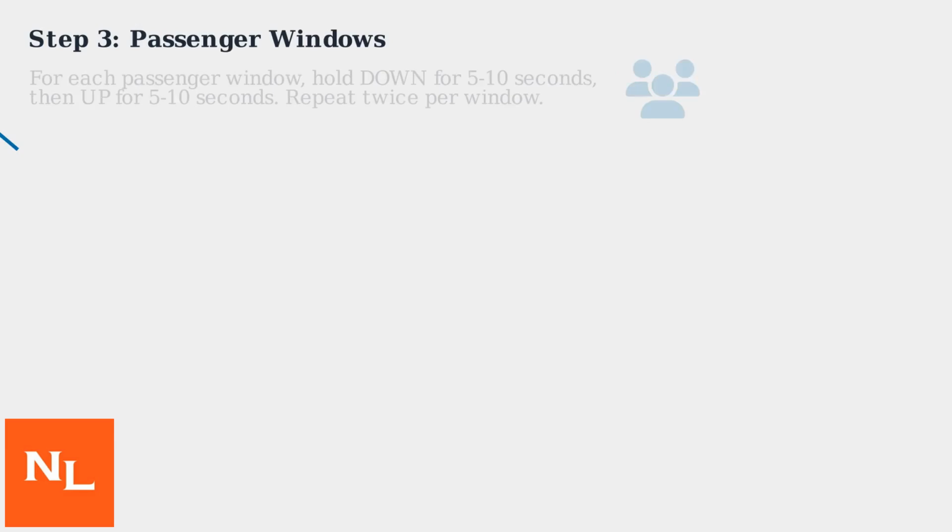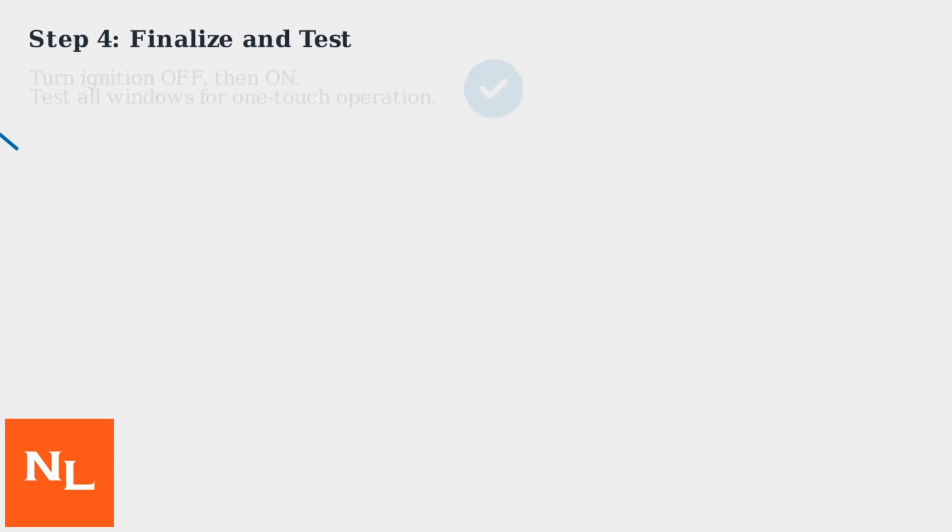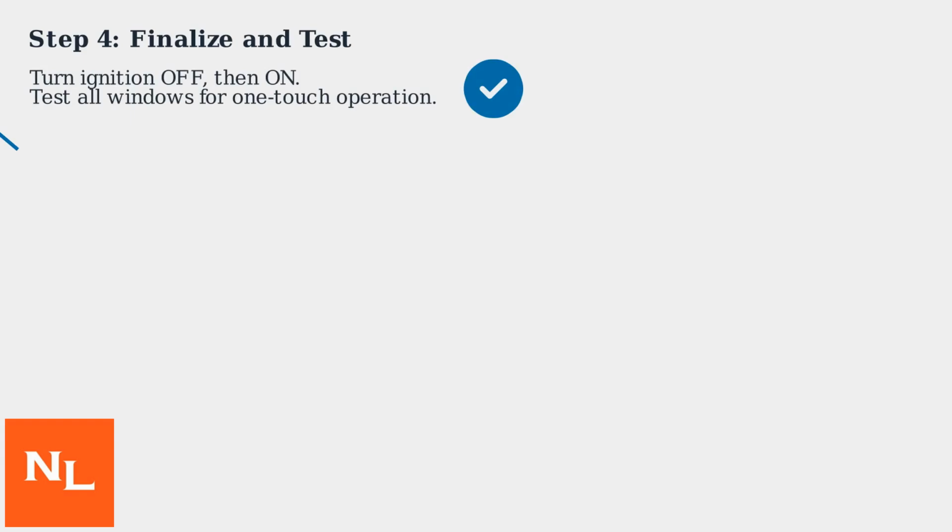For each passenger window, hold the corresponding switch down for 5 to 10 seconds, then up for 5 to 10 seconds. Repeat this twice for each passenger window. Turn the ignition off, then back on. Test all windows to ensure one-touch operation works properly.